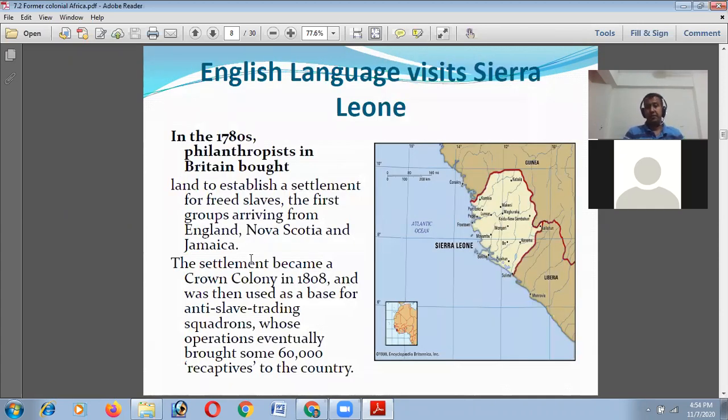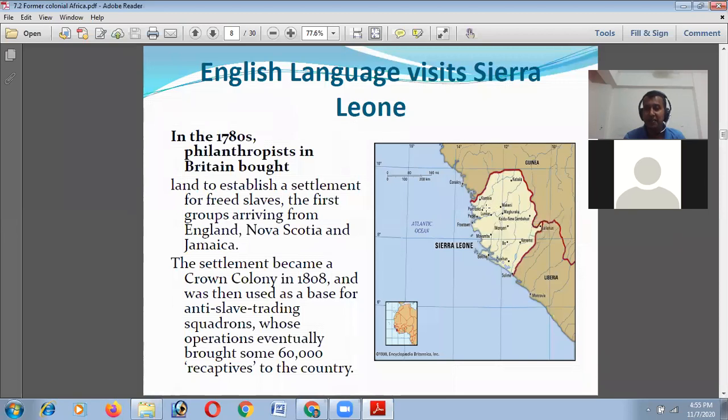Apart from that, we see the case of Sierra Leone. In the 1780s, philanthropists in Britain bought land to establish a settlement for freed slaves. The first group arrived from England, Nova Scotia, and Jamaica. At that time, there was a tendency of freeing slaves, and the slaves who were freed were deported to Sierra Leone.